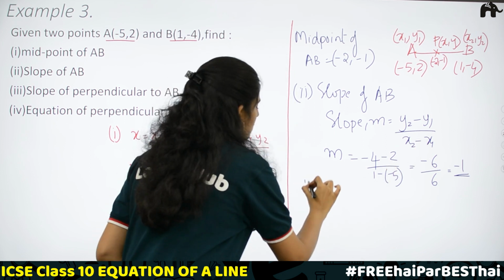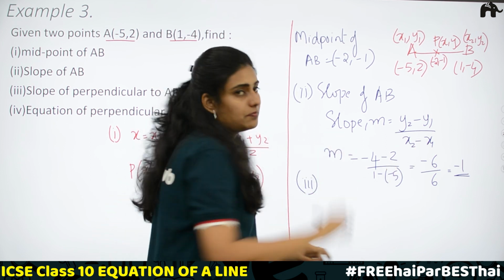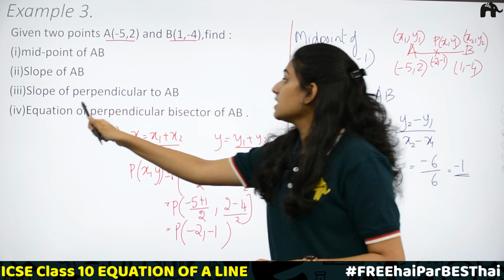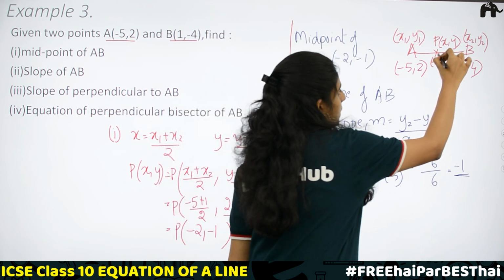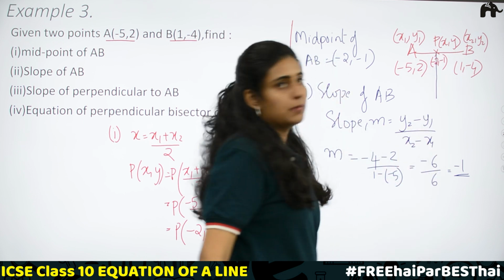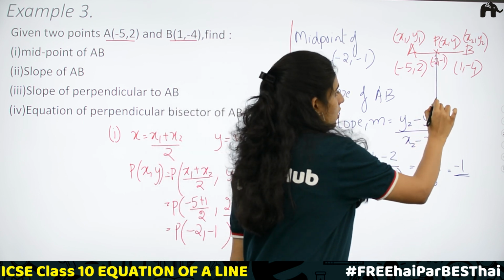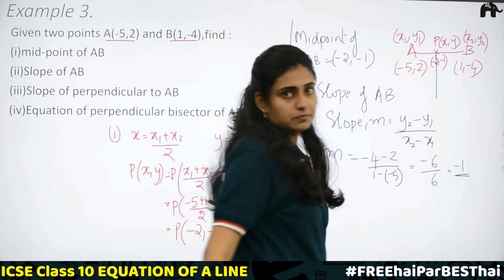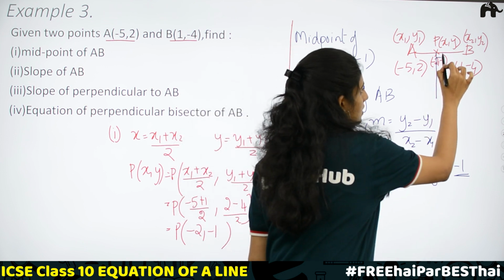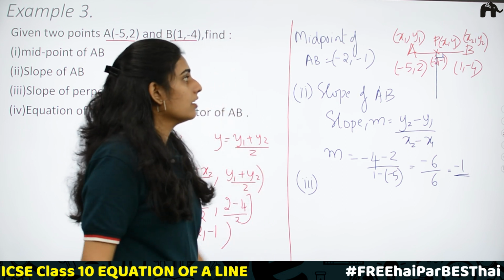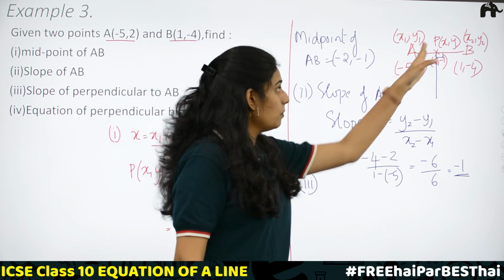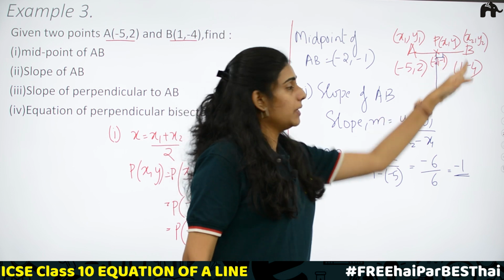Now the third one. We need to find the slope of the perpendicular to AB. Let us consider a perpendicular. This is a perpendicular drawn from some point to line AB. The perpendicular angle will be 90 degrees. Now, here we need to find the slope of this line which is perpendicular to AB.